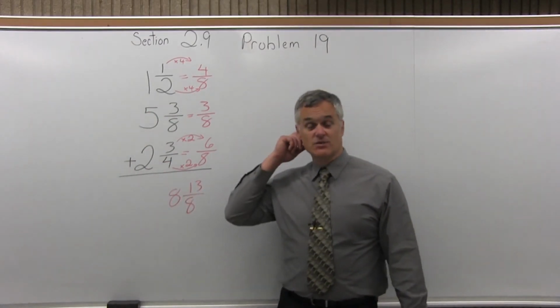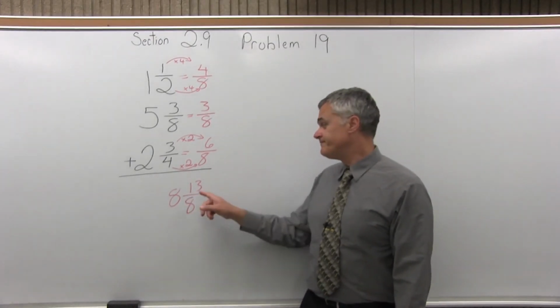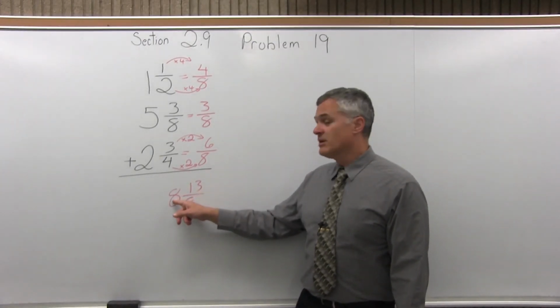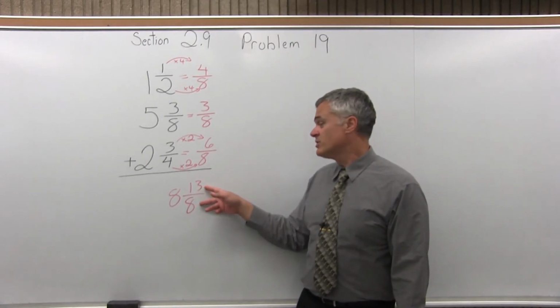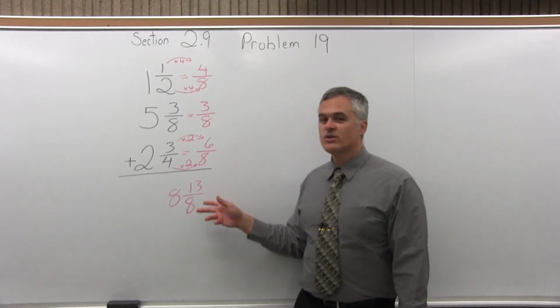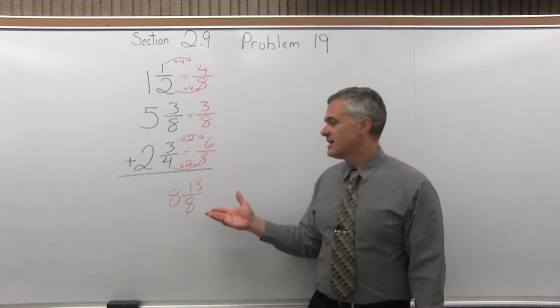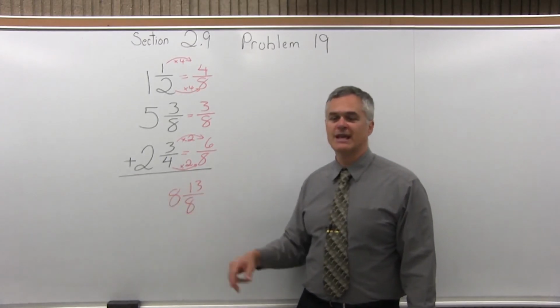Now that is the answer, but it's really not in a good form. I have a mixed number where the fraction portion of it is an improper fraction. So that's really not good. I should convert that improper fraction into a mixed number and combine the whole number portion with the 8.